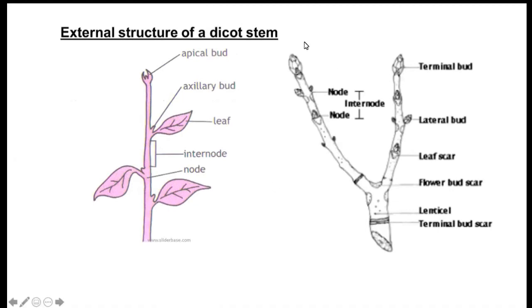So these buds will always be only in stem. If these buds are present, it cannot be root. It has to be stem.